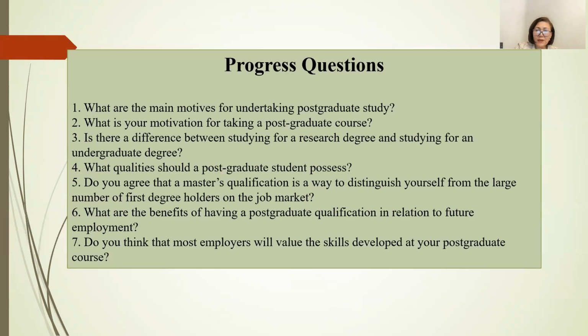Also, for the home assignment, please look at these progress questions. You can see 7 questions. What are the main motives for undertaking your course? What is your motivation for taking a postgraduate course? Is there a difference between studying for a research degree and studying for an undergraduate degree? And what qualities should a postgraduate student possess?